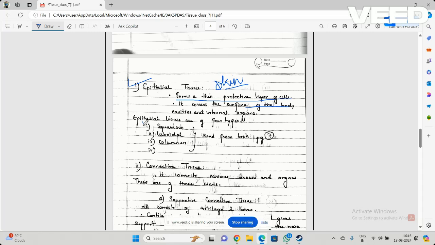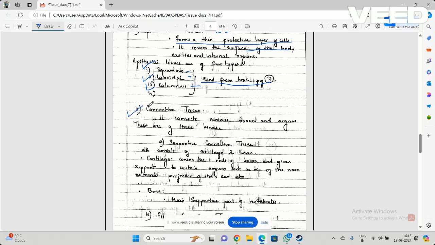Squamous epithelium, cuboidal epithelium, columnar epithelium. You can read about these topics from your book. These are not that important, but you have to remember the types of epithelial tissue: squamous epithelium, cuboidal epithelium, and columnar epithelium.